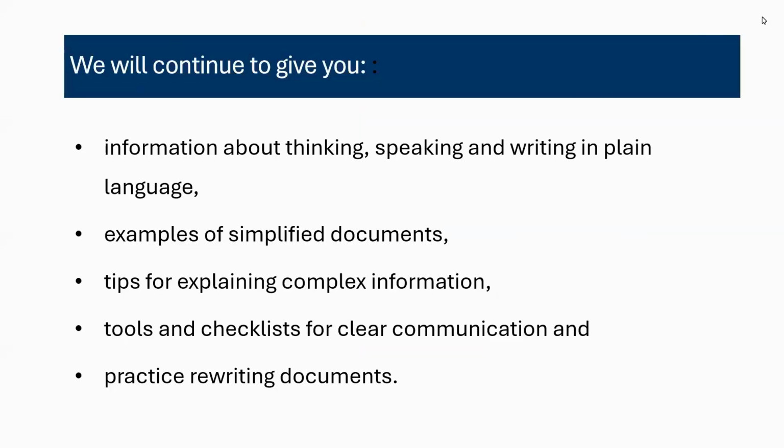We will continue because this is what you asked for. Today, we are continuing to give you information about thinking, speaking, and writing in plain language, examples of simplified documents, tips for explaining complex information, tools and checklists for clear communications, and practice rewriting documents.